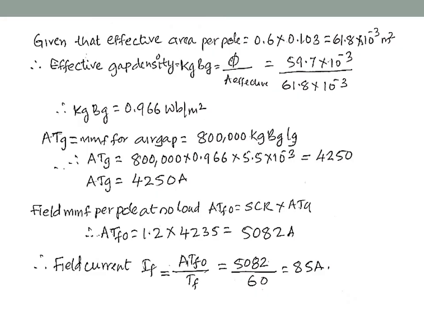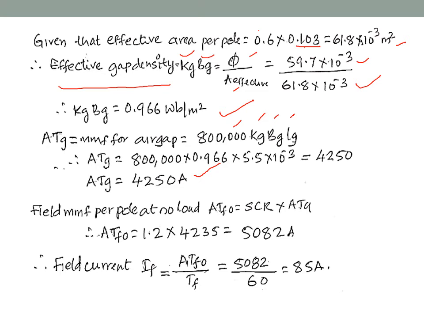Okay. Now given that effective area of pole is 0.87 of actual area. Actual area is this. This is the effective area. So effective gap density is equal to Kg into Bg, that is phi divided by effective area. This Kg Bg is equal to 0.966 Weber per meter square, the effective gap density. So now ATG, that is MMF per air gap, is equal to 800,000 Kg Bg Lg. So substitute all these things. ATG we will get this one.